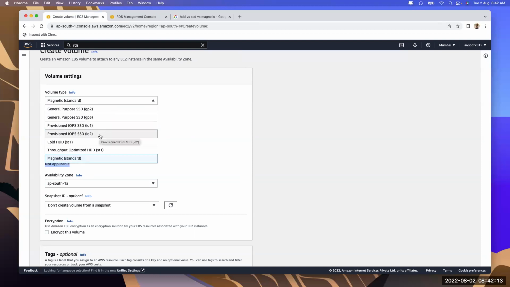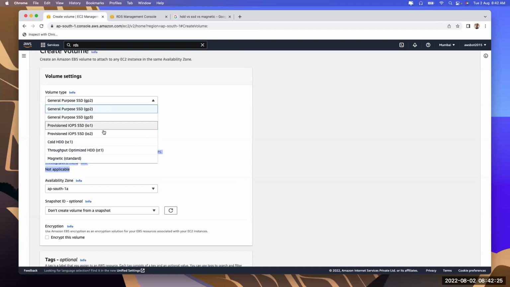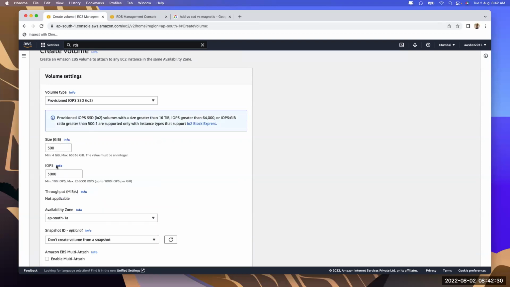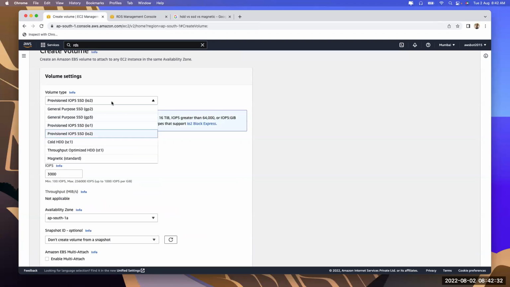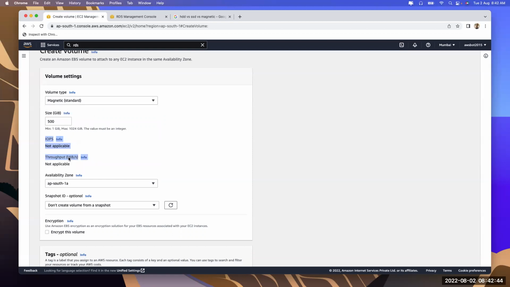Go for SSDs, GP2, IO1. If you are paying attention, I am ignoring GP3 each time. And there's a reason. So the reason is GP2, one last time pay attention, only IOPS, no throughput. IO1, only IOPS, no throughput. IO2, only IOPS, no throughput. Similarly, cold HDD or SC1, only throughput and no IOPS. Throughput optimized or ST1, only throughput and no IOPS. And magnetic anyhow neither has IOPS nor has throughput.